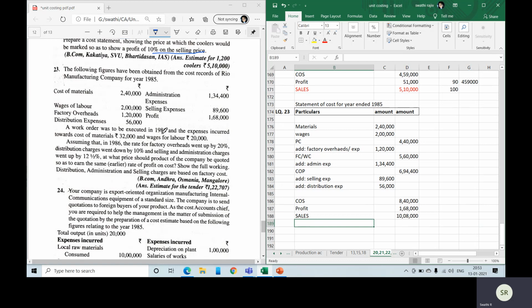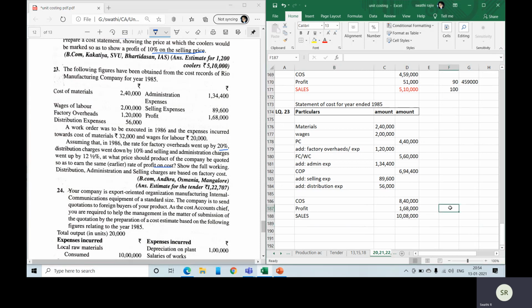Now, work order was to be executed in 1986, that is next year, and expenses incurred towards cost of material and wages for labor is given to us. Assuming that in 1986, the rate of factory overheads went up by 20%, factory overheads, right? Now, distribution charges went down by 10%, and selling and administration charges went up by 12.5%. At what price should the product of the company be quoted as to earn the same rate of profit on cost? And what is the rate of profit on cost? It's written, okay? Same rate of profit on cost.